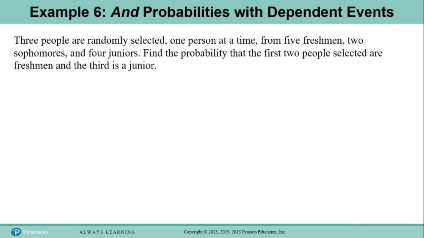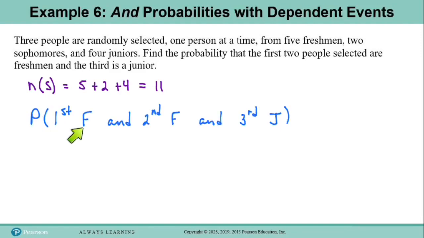Now, if we're going to be calculating probabilities, we're going to need to know how many people are in our sample space. So let's go ahead and add that up first. The number of people in our sample space is going to be 5 plus 2 plus 4. So that's a total of 11 people in the sample space. Now they said find the probability that the first 2 people selected are freshmen and the third is a junior. So to state that using the word and, they want us to find the probability that the first person is a freshman and the second person is a freshman and the third person is a junior.